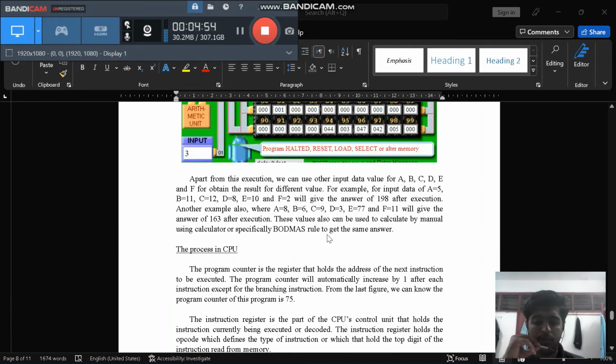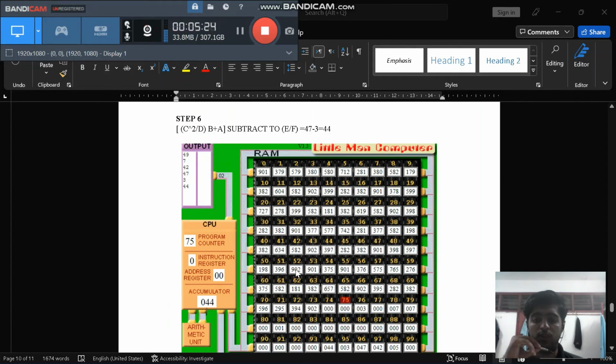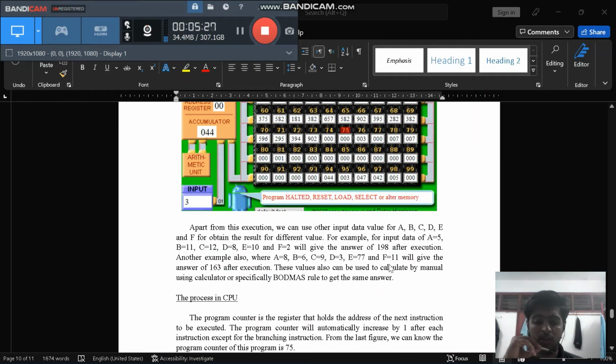Okay, for another part where we can also use the input data, we can change the A, B, C, D, E, F data. Such as a equals 5, b equals 11, c equals 12, d equals 8, e equals 10, and f equals 2. So we will get 190. Similarly, we change the data again, 8, 6, 9, 3, 7, and 11 for a, b, c, d, e, and f. So later on we will get 163 after execution. So if we use this LMC and also do the manual calculation, we will get the same value, also using the BODMAS rule.